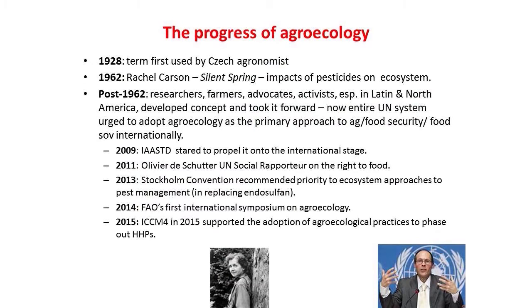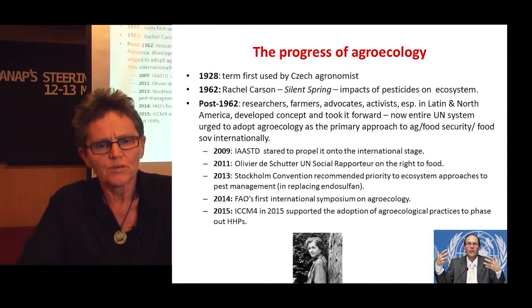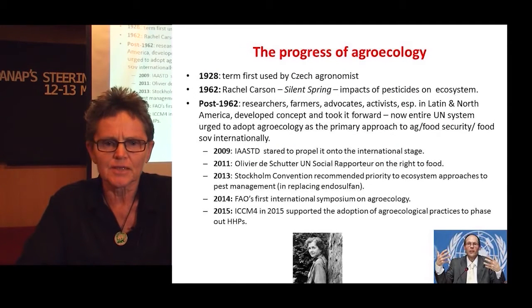Agroecology has been around for quite a long time in terms of a term. It was first introduced in 1928 by a Czech agronomist, but not much further taken forward until after Rachel Carson produced Silent Spring in 1962, her famous book, which drew attention to the impact of pesticides on ecosystems. And then people began to make the connection between agriculture, pesticides and ecosystems. So from 1962 onwards, researchers, farmers, advocates, academics and activists, particularly in Latin and North America, developed the concept of agroecology and took it further forward.